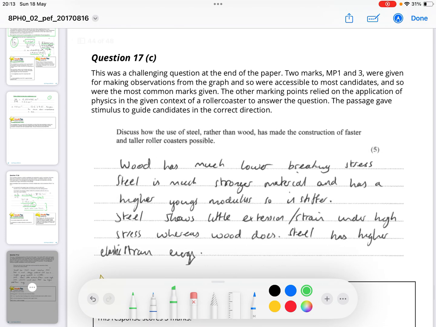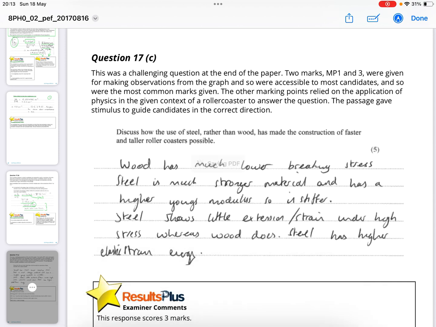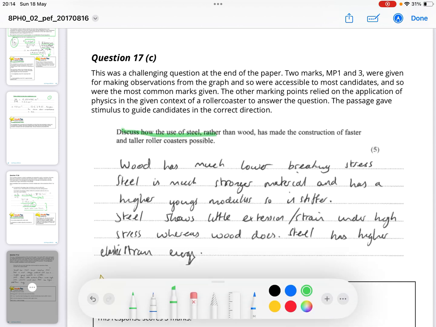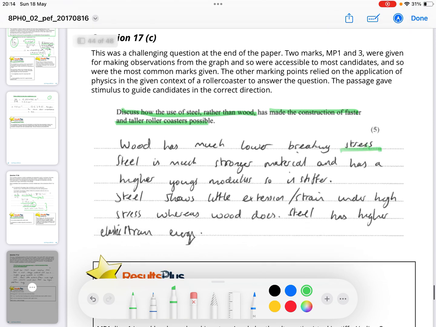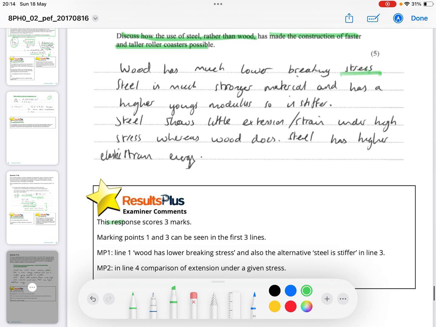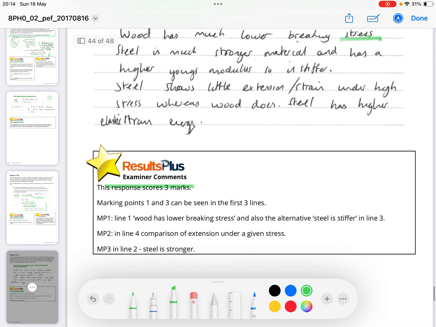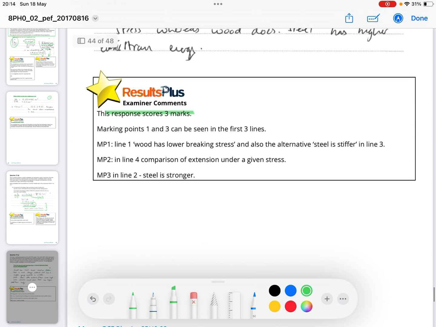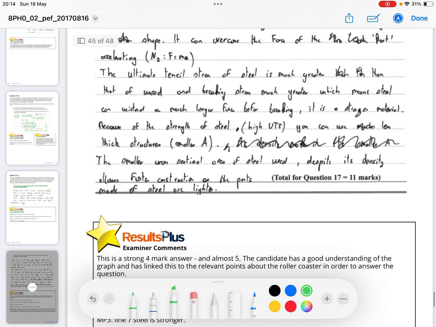They then give you a question about making a roller coaster: discuss how the use of steel rather than wood has made the construction of roller coasters faster and taller, that it has made it possible. It's basically giving you the stress-strain graphs for steel and wood. And this one gets 3 marks out of 5. So look at the mark scheme and see where they've lost the marks against the mark scheme.